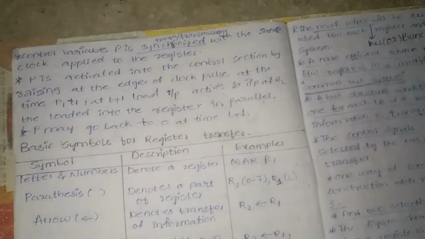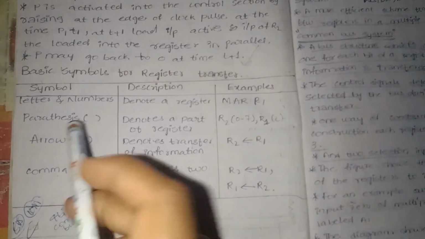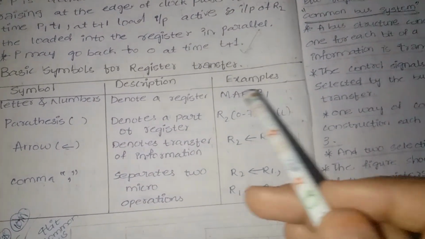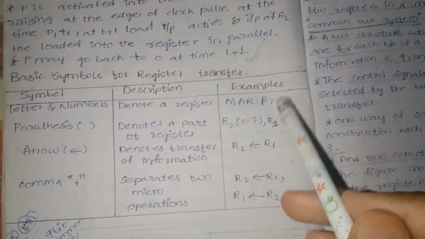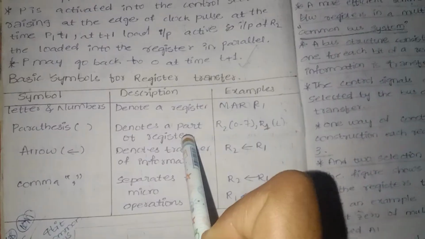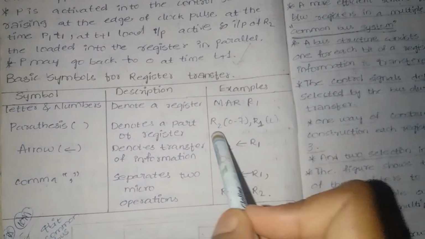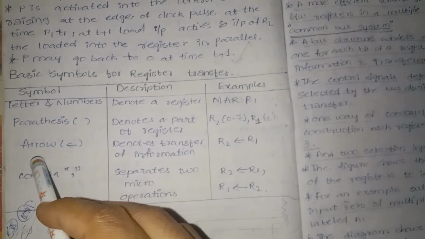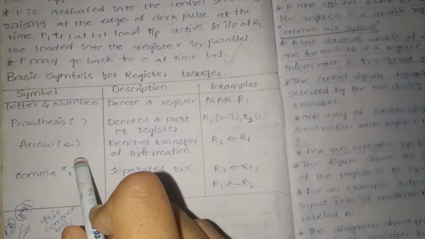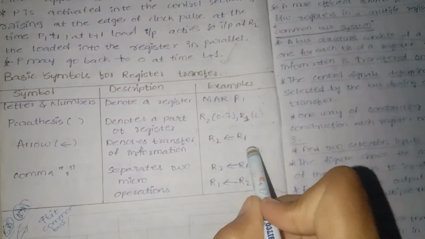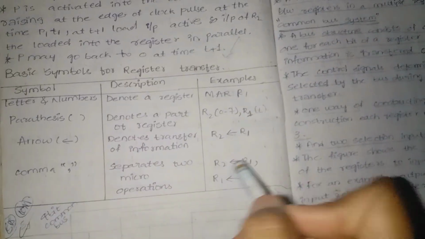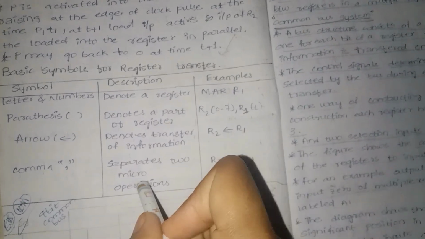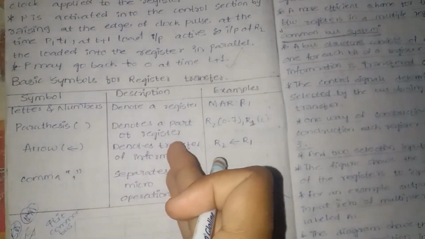We have some basic symbols for register transfer. Letters and numbers are used for denoting a register, like MAR or R1. MAR is the memory address register. Parentheses are used to denote part of a register, such as R1 for low, R2 for the 0 to 7 elements. The arrow is the conditional operator, used for transferring information from the R1 register to R2. The comma is used for separating registers included with the conditional operators, and it separates two micro-operations. This is the symbol, this is the description, this is the example.